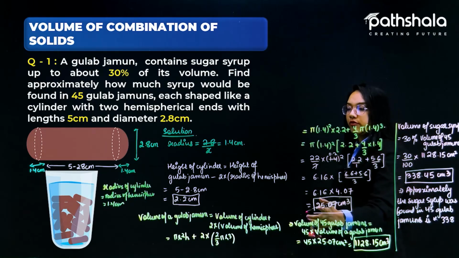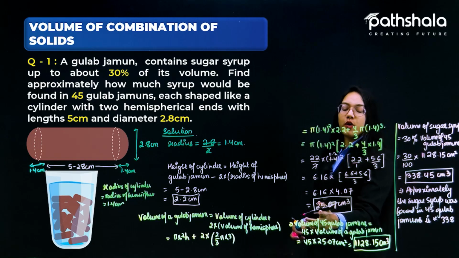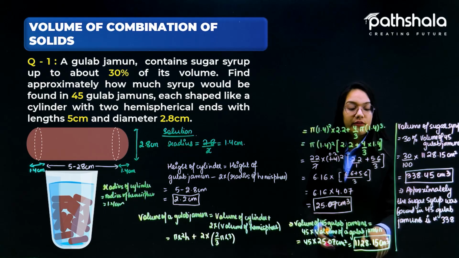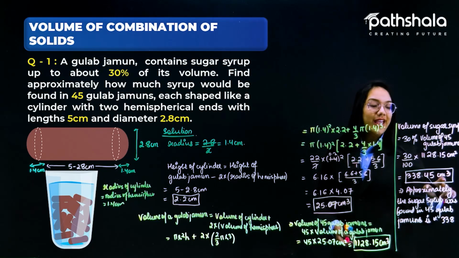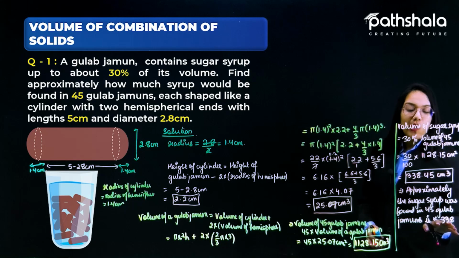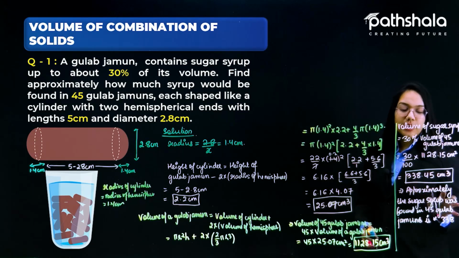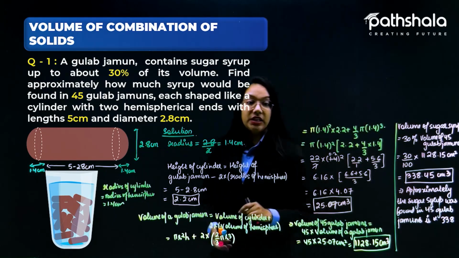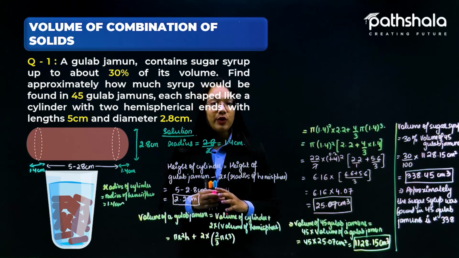So the volume of a gulab jamun is 25.07 centimeter cube. Again, the volume of 45 gulab jamuns is 1128.15 centimeter cube. And hence at the end we are getting the approximate volume of the sugar syrup found in 45 gulab jamuns as 338. You can see for yourself, this is 338.45. So hence this is the answer for question number 1.